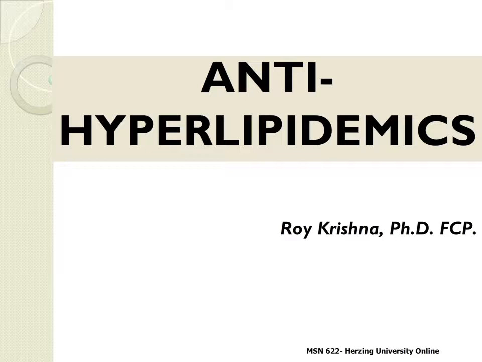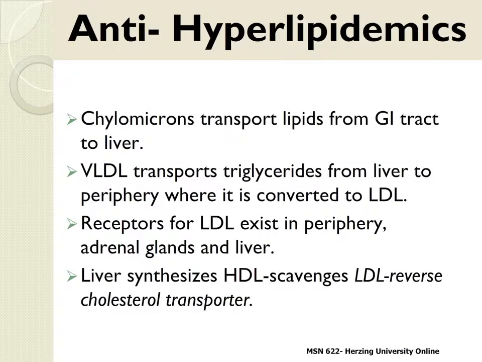Usually, cholesterols and triglycerides are synthesized by the liver or obtained from dietary sources. And cholesterol and triglycerides are unfortunately insoluble in blood, and this is why they're transported within the lipoproteins. Now, typically, if you look at the physiology, it is the chylomicrons that transport lipids from the gastrointestinal tract to the liver. It is the VLDL that subsequently will transport the triglycerides from the liver to the periphery, where it is ultimately converted to LDL.